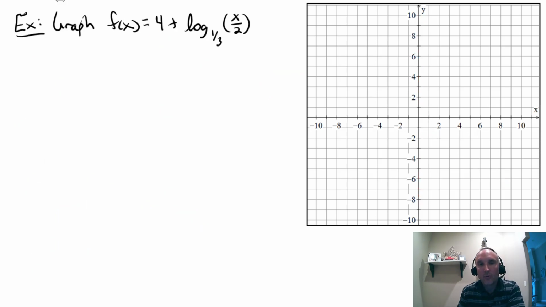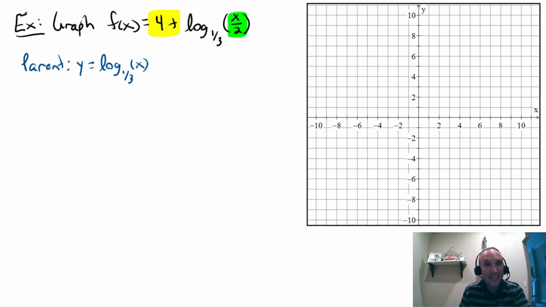All right, so we've got f of x equals 4 plus log base 1/3 of the argument x over 2. So we're going to have one y transformation, which will be adding 4, and we'll have one x transformation, which is the inverse of dividing by 2, so multiply by 2. But first we need our parent graph, which I'll catalog with the table. Our parent function is log base 1/3 of just x.